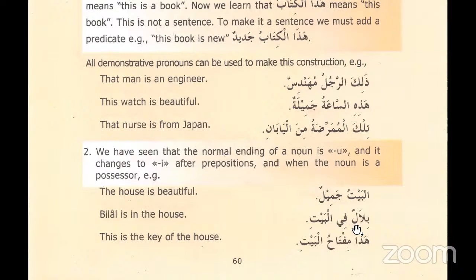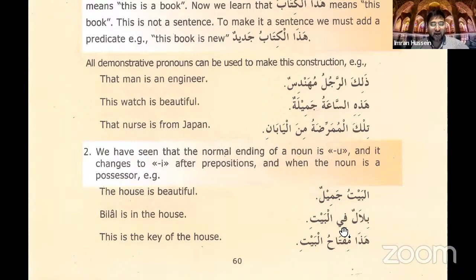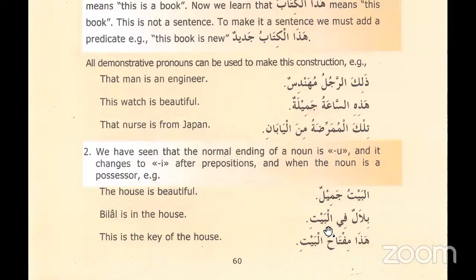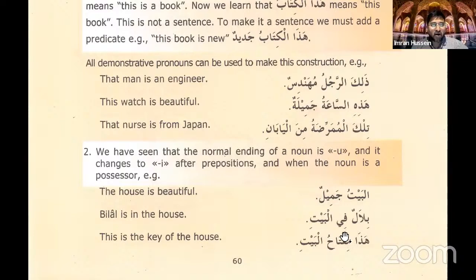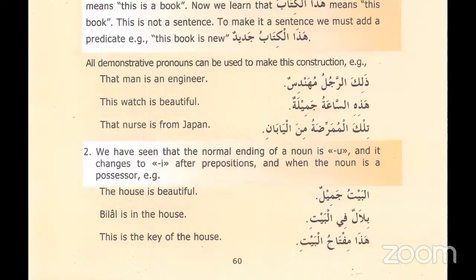So you cannot say in the house, Bilal. That's incorrect. In Arabic and in English, it is incorrect. You always say Bilal is in the house. Prepositions, in, on, above, whenever they come, they will always be treated as khabar. They will never be treated as mubtada. Okay, is that clear?